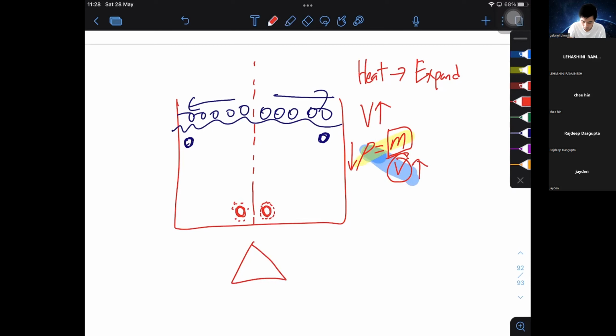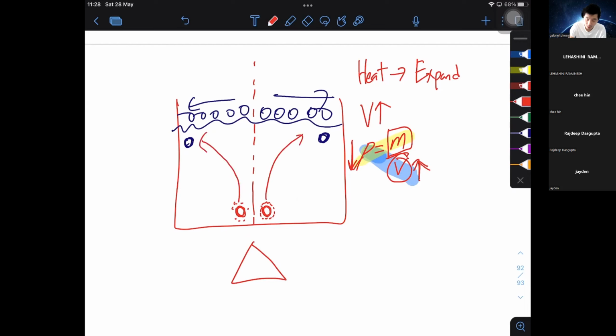If the volume and density are inversely proportional to each other, it means an increase in volume is going to decrease the density. So this is essentially what's happening here. Because I start heating it up, it starts to expand and increase in volume, the density drops, and it starts floating towards the top.